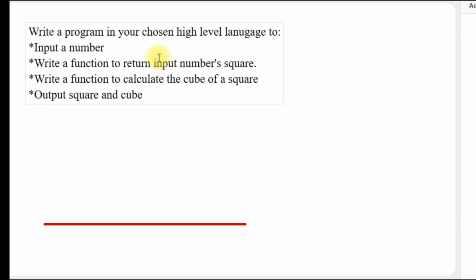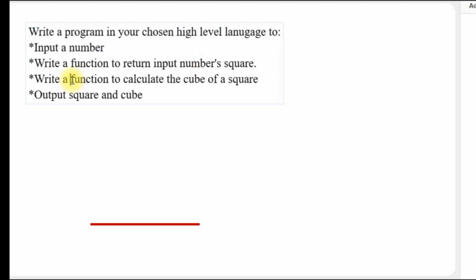And the question, let's study the question, then I will explain it further. Write a program in your chosen high-level language to input a number, then write a function to return the input number squared. Like if you input 2, it will return the input number's square. It means 2 squared, 2 twos are 4.